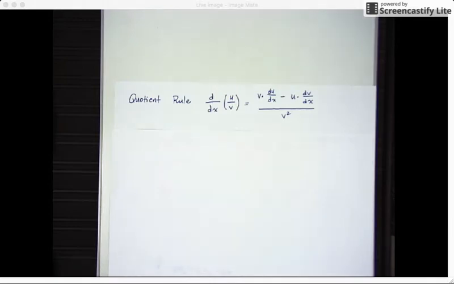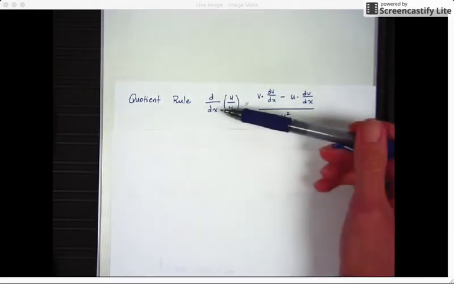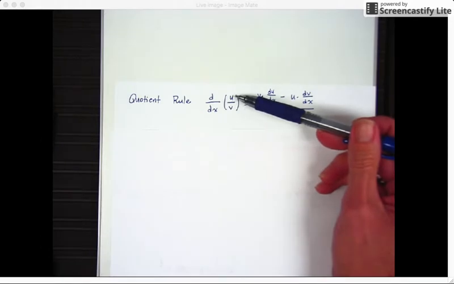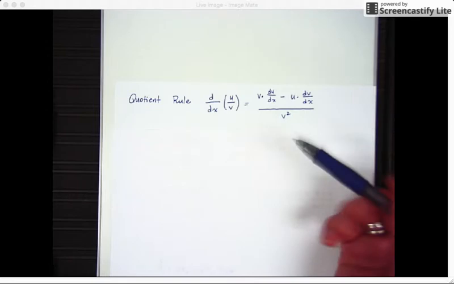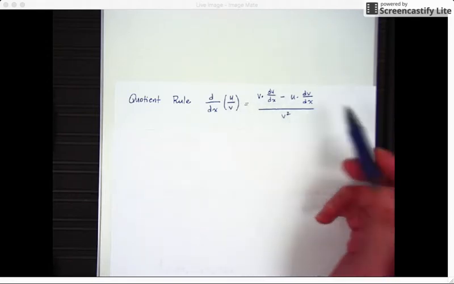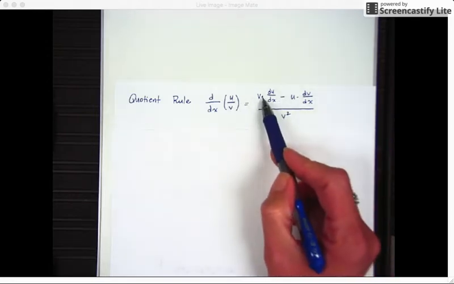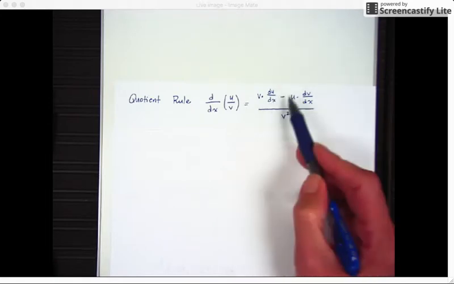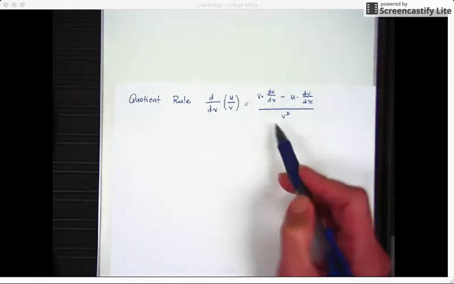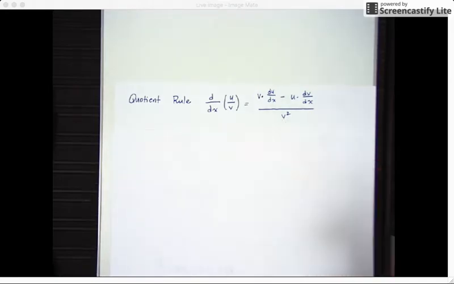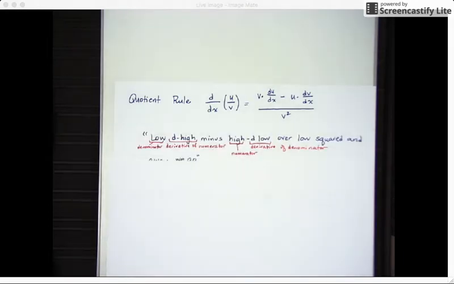All right, this is the quotient rule. This is if you're taking the derivative where you have a function of x in the numerator and a function of x in the denominator. So this looks kind of complicated. It's the denominator times the derivative of the numerator minus the numerator times the derivative of the denominator all over the denominator squared. So to help you remember, this is a common phrase that you'll see, and it is low d high minus high d low over low squared, and away we go.